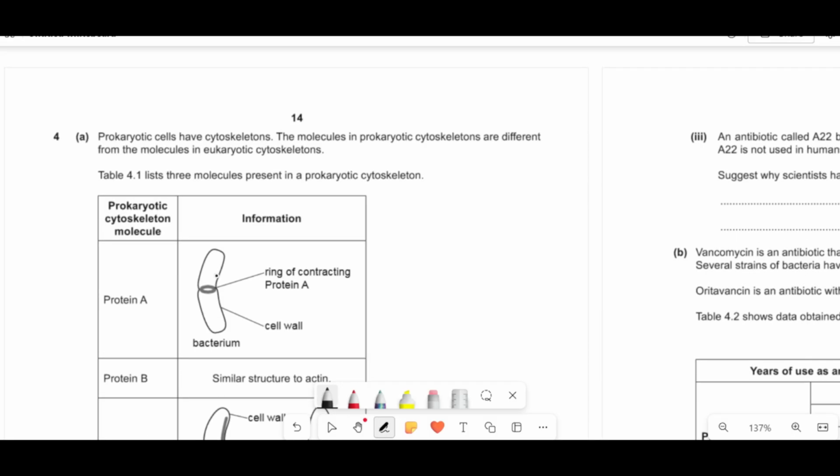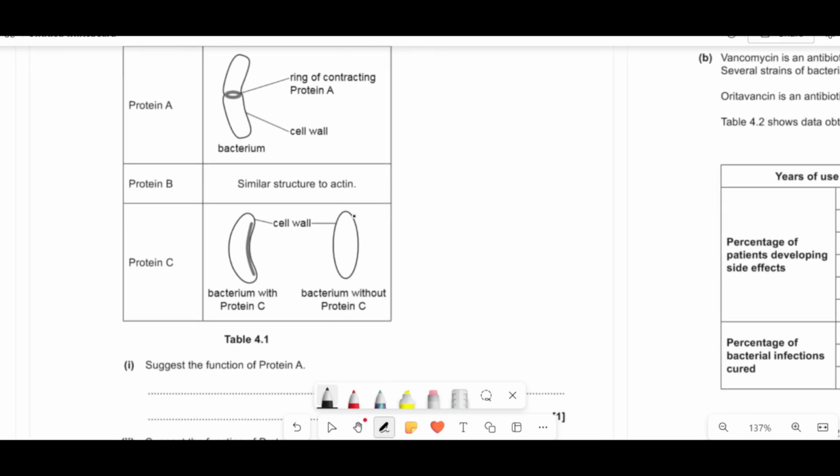Well, if we have a look here, can you see how there's a ring of it there, right? And it's contracting, and then all of a sudden we've got 2 cells after, although we've got some weird mysterious protein B in the middle that's not been shown in the diagram.